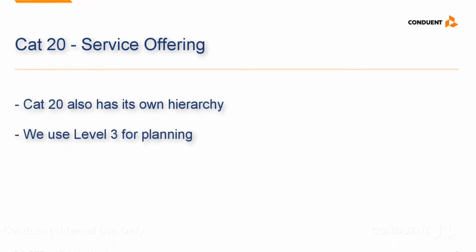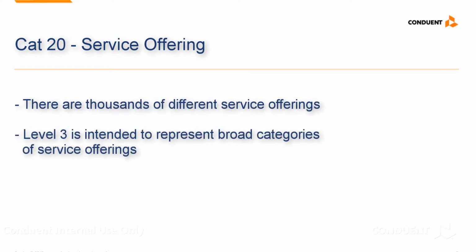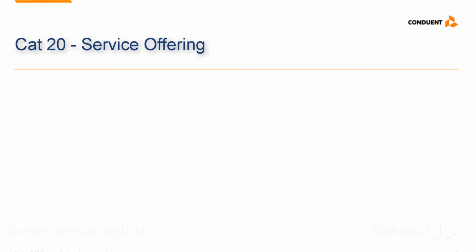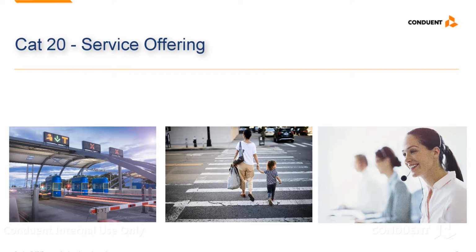CAT 20 also has its own hierarchy. We use level 3 in planning. A company the size of Conduent has thousands of specific service offerings. Level 3 is intended to represent relatively broad categories of service offerings. Examples of service offerings at this level are tolling, child support, or customer care.